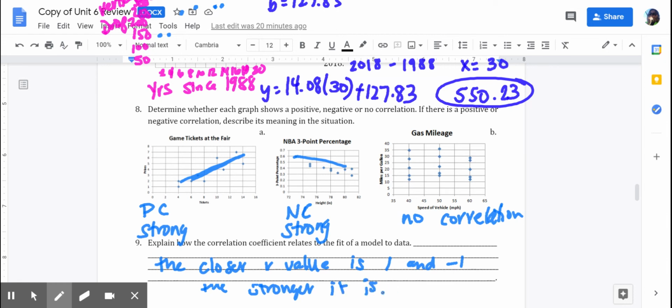And also for number 8, we need to go back because it asked us to describe the meaning in each situation. So for number 8, part A, the more game tickets that I buy at the fair, the higher the price will be. For part B, the taller an NBA player is, the lower their three-point shooting percentage is. And then we don't have any correlation, so we wouldn't have to describe that in number 8.